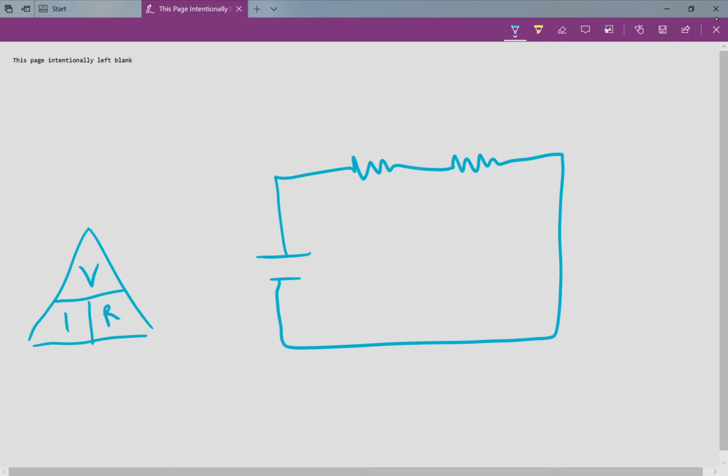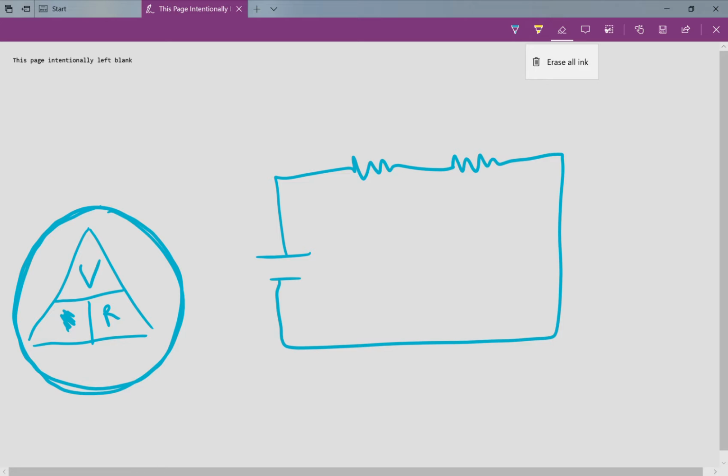So we talked about our VIR triangle. You don't have to remember Ohm's law if you can remember that diagram. And if you want to work out what voltage is, you cover voltage up and you end up with I times R. And if you cover up current, you end up with V over R, etc. So that's the way that you use this type of diagram. So that's your VIR triangle. So that might be an easier way of remembering the formula.